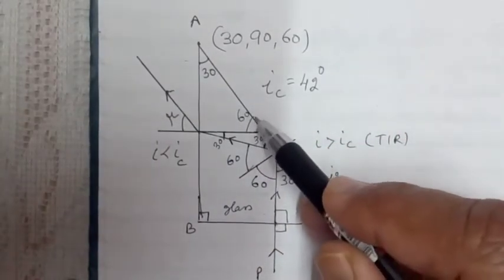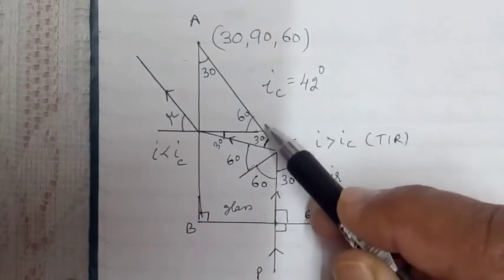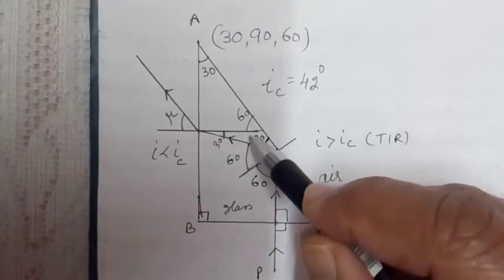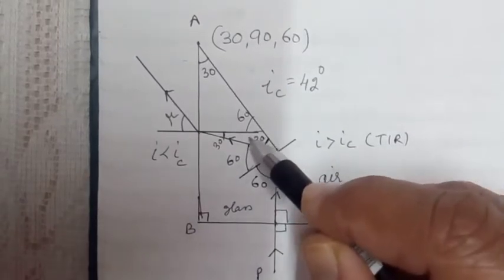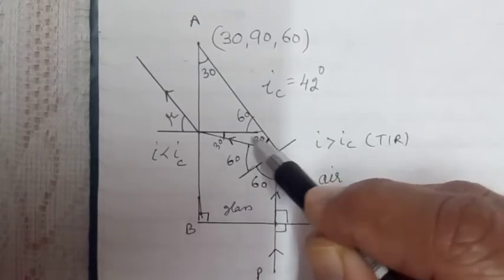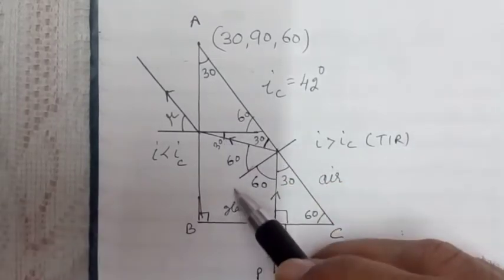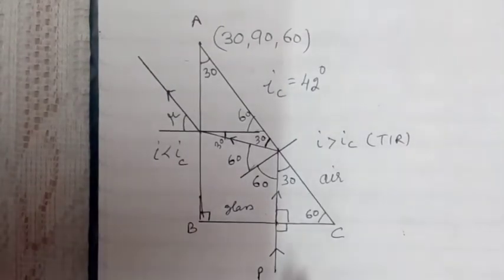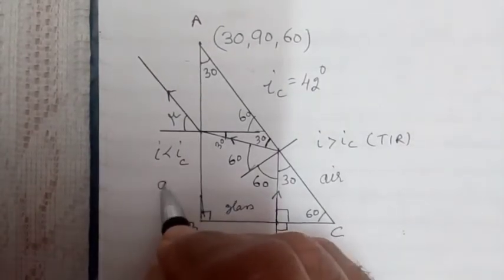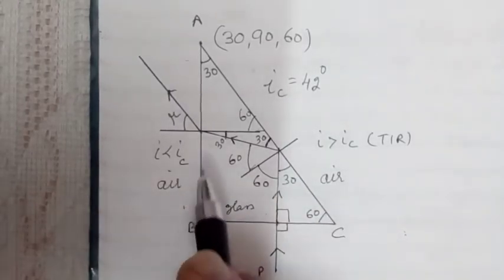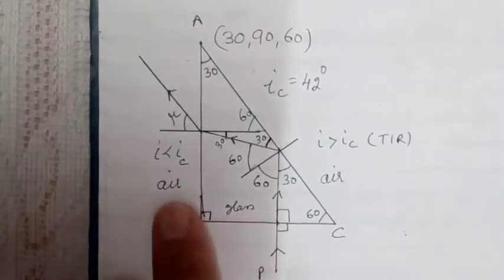So if this is 60, the whole is 180. So over here, this angle is 60. This whole angle from here to here is 120. 60 here, 120 here. So here this angle comes out to be 30. So the ray goes out. You must mention the media. Air, this also is air. Air, glass, air.